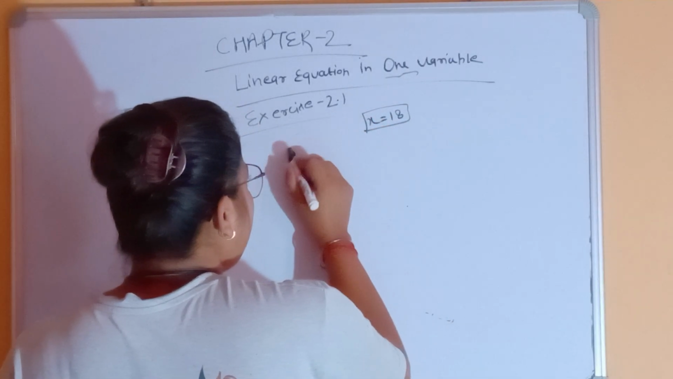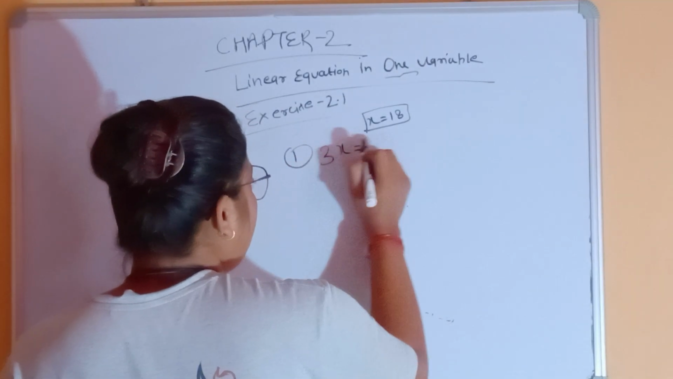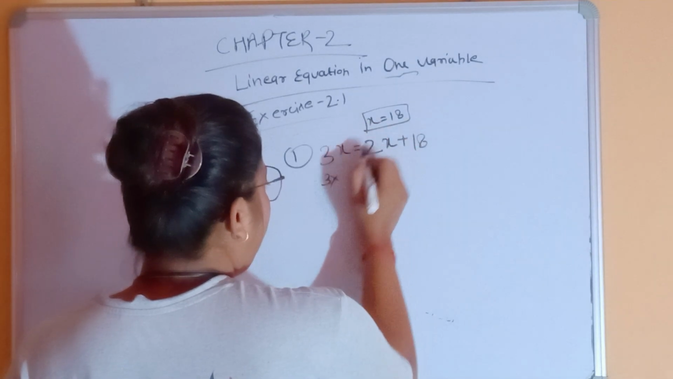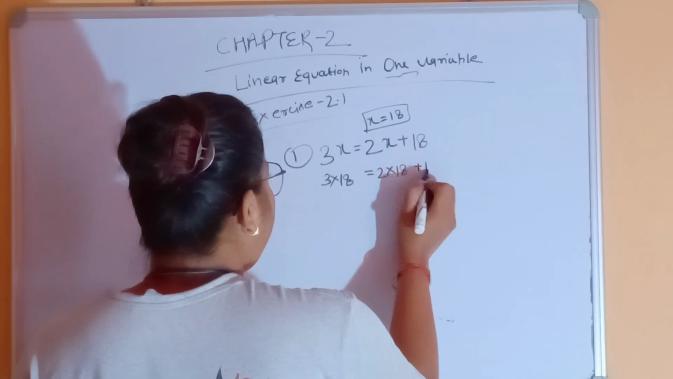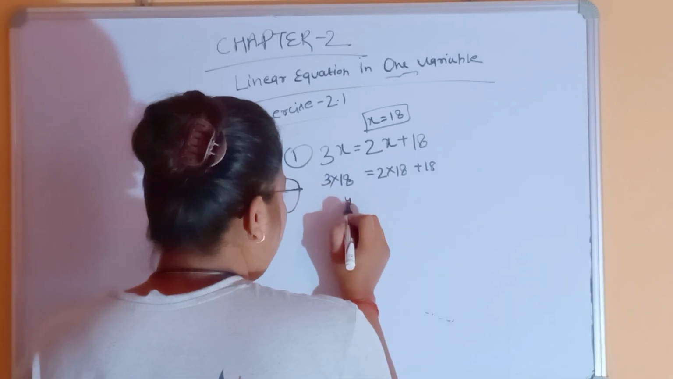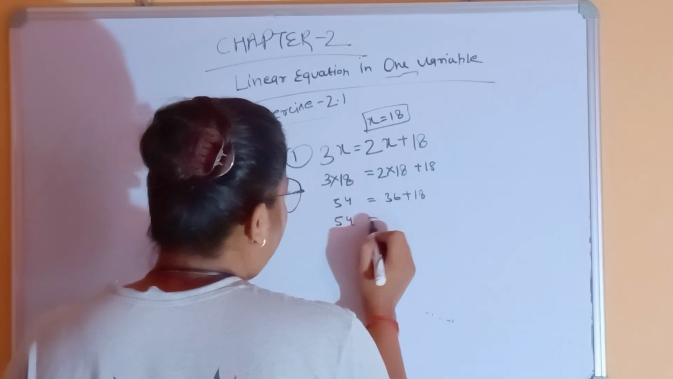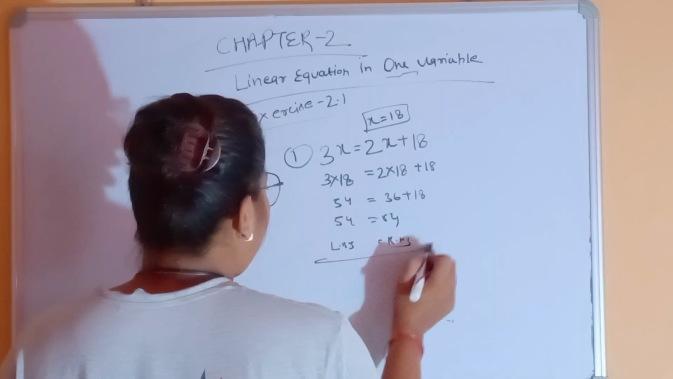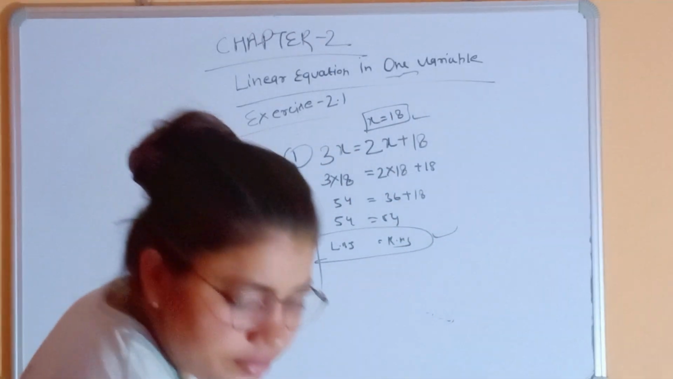Okay, so check. 3x is equal to 2x plus 18. Now put the value x is equal to 18. 3 into 18, 2 into 18 plus 18. Okay, so 3 into 18 is equal to 54. That is 36 plus 18, 54 is equal to 54. Here LHS is equal to RHS. Okay, so the x value is equal to 18 is right here.